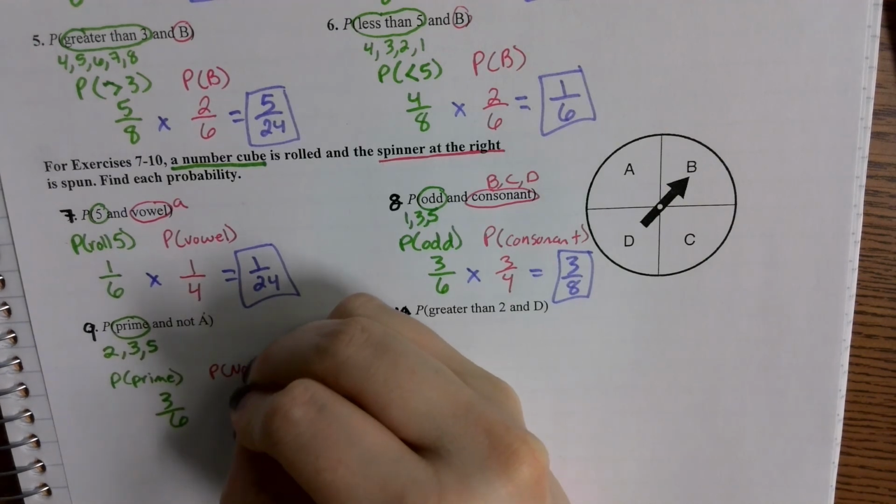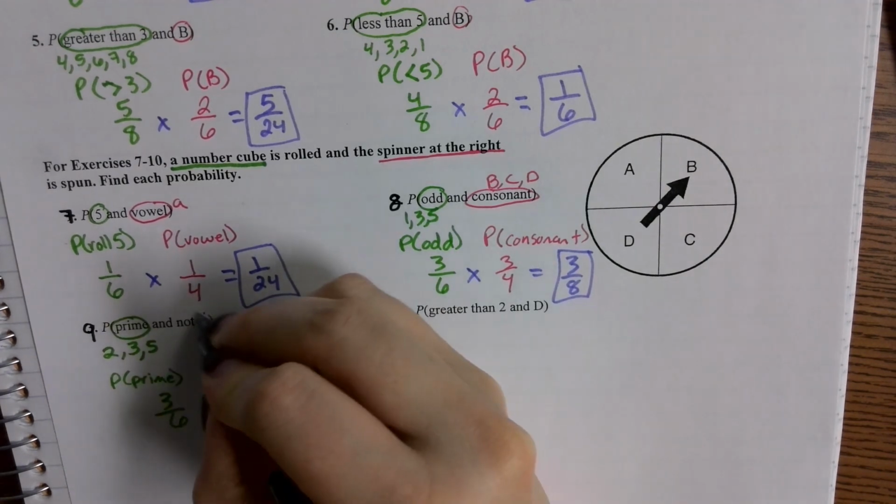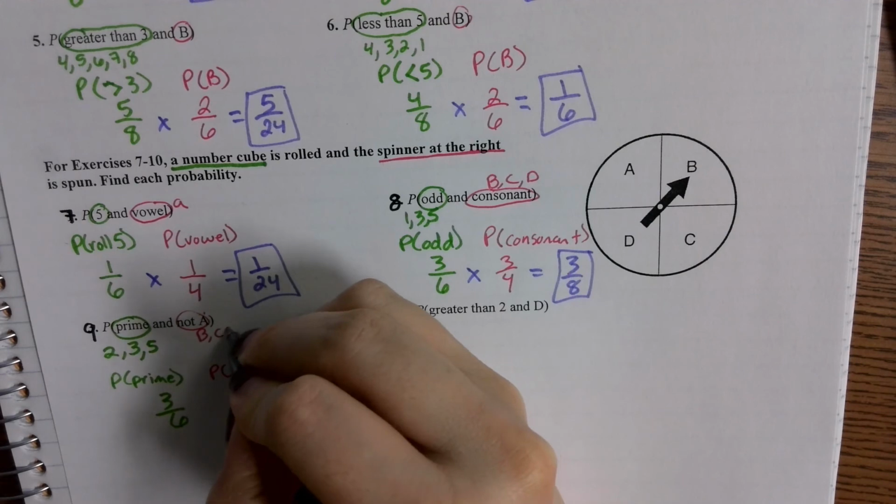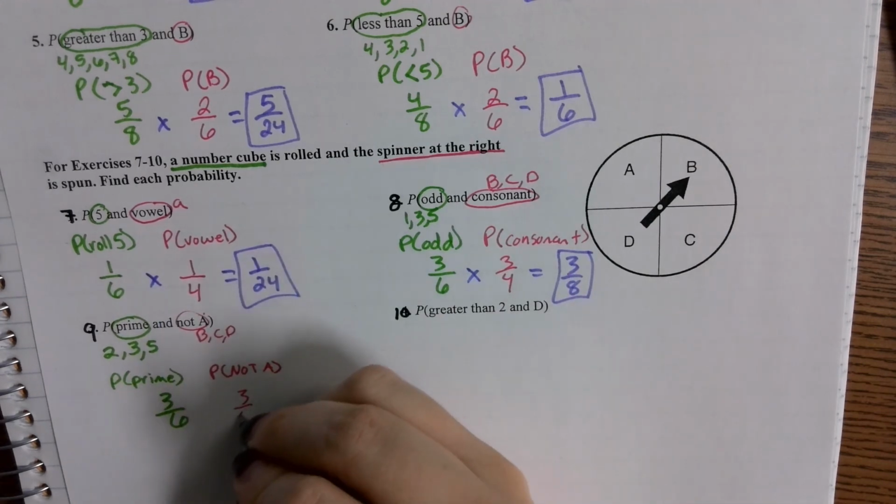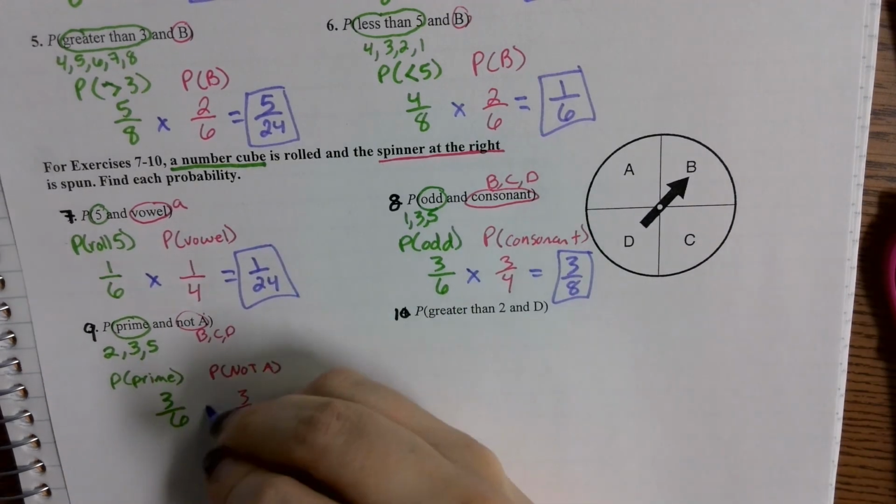Probability of not A means that it's talking about B, C, and D. So that's 3 out of 4. So you multiply those together, you're going to get 3/8.